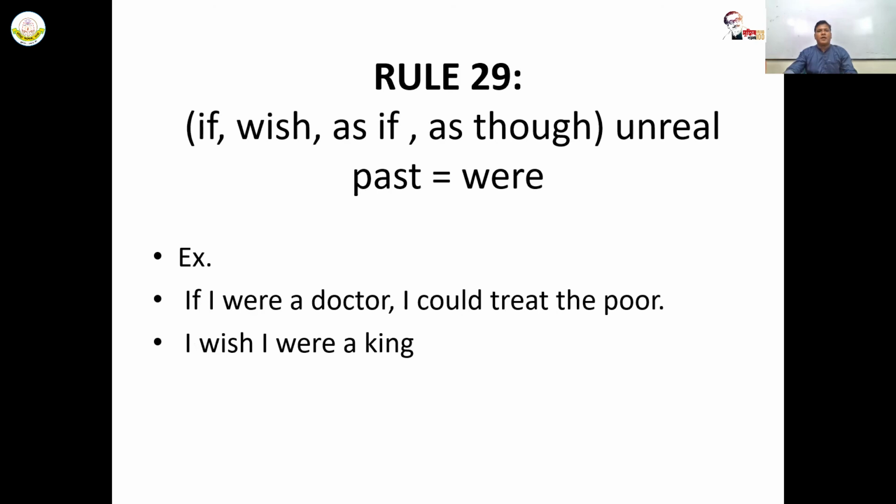And now rule 29, some unreal past. Some words indicate the unreal past: if, wish, as if, as though. And this indicates the unreal past, and then it will take were, but it's an exceptional rule. For example, if I were a doctor, I could help the poor. I wish I were a king. It's the unreal past and takes were. I hope it's very important, and these are also common in the completing sentence. So you have to learn this also.